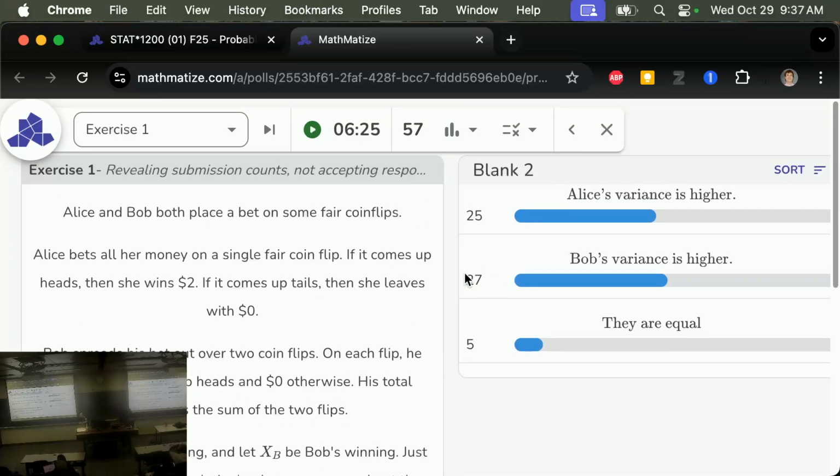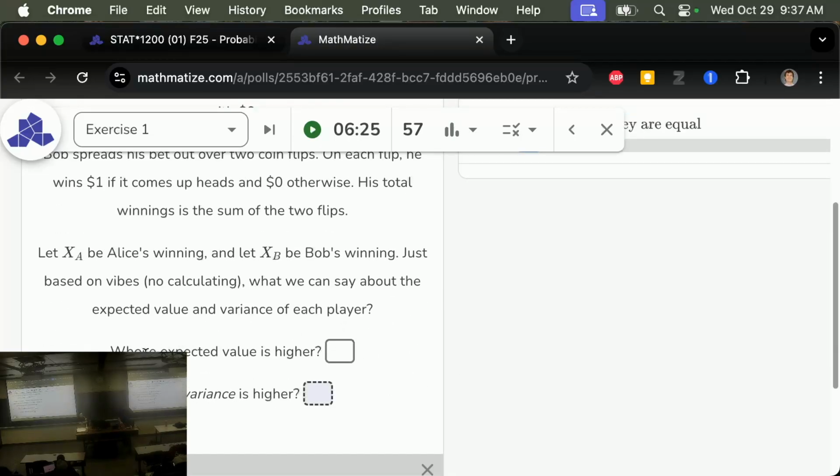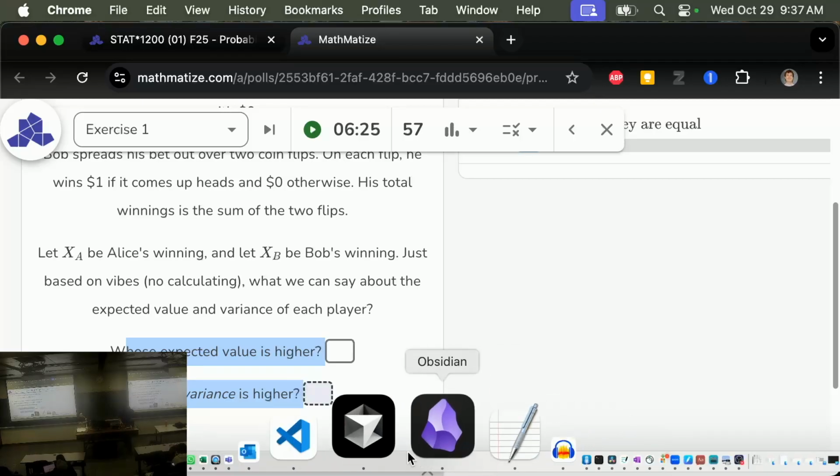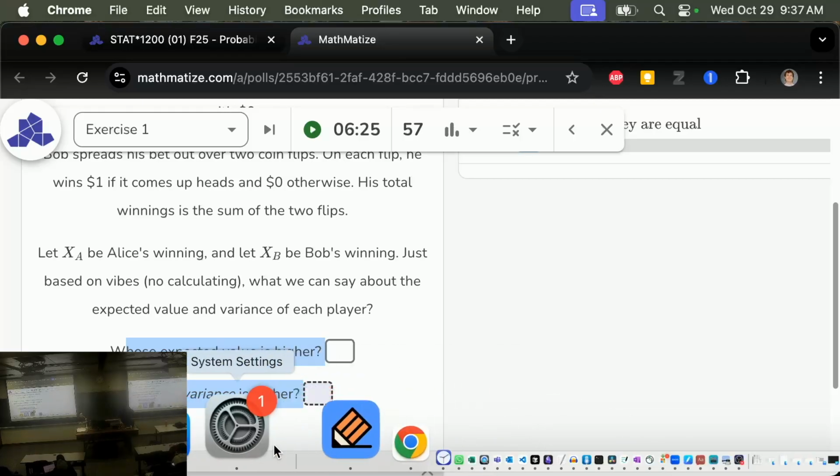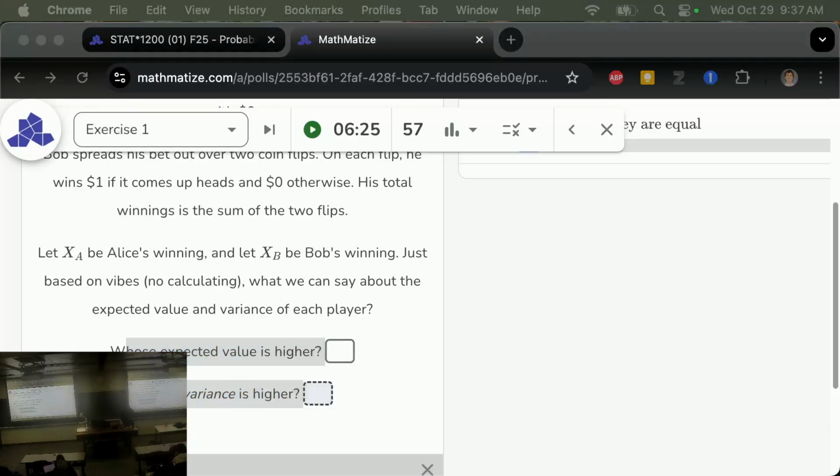For the variance, almost exactly split, 25 to 27, Alice to Bob. So here's what I'm gonna do. I'm gonna write down the full distribution for Alice and Bob, their probabilities, and I'm gonna let you guys calculate. You'll really be able to calculate once I have the probabilities written down, and then we will have a calculation on whose is higher, and we'll revote then. So here is the calculation for Alice and Bob, if I can find the blackboard.